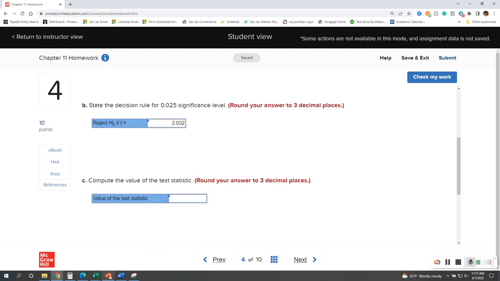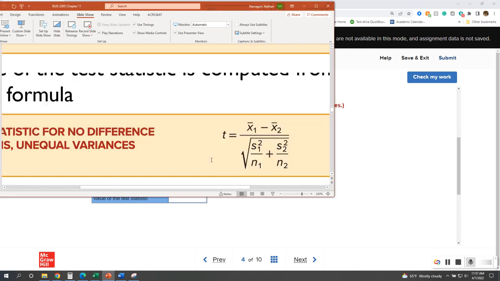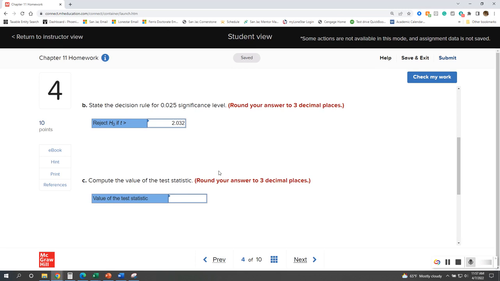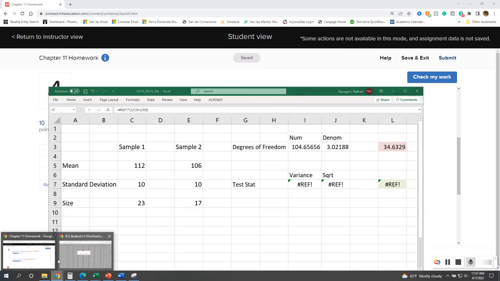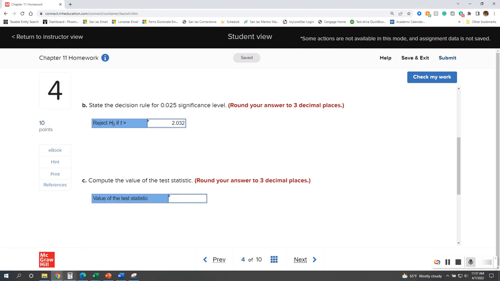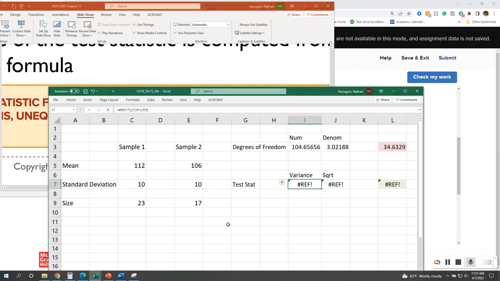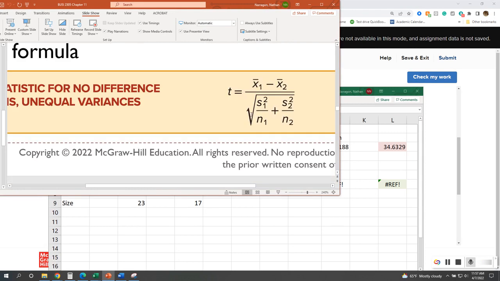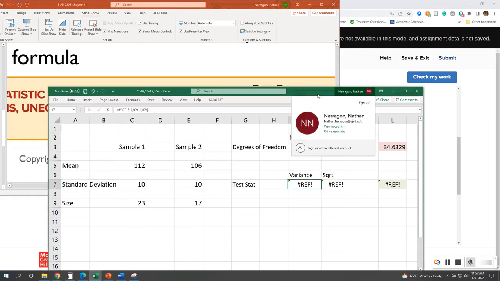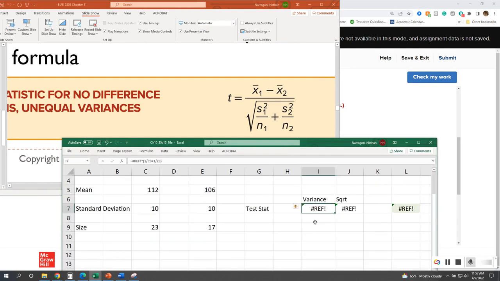So, let's go find the formula for the test statistic. Well, we need our Excel too. So there's our Excel. Here is our test. They just both want to, it's like, we don't want to work with each other. So quit putting us together. Okay. So here we go.